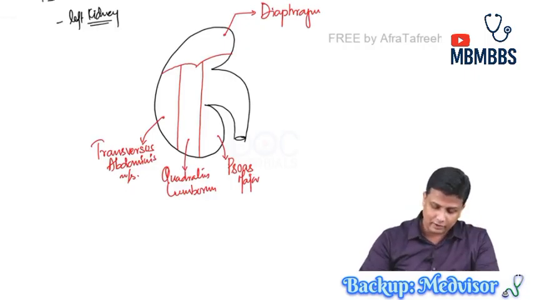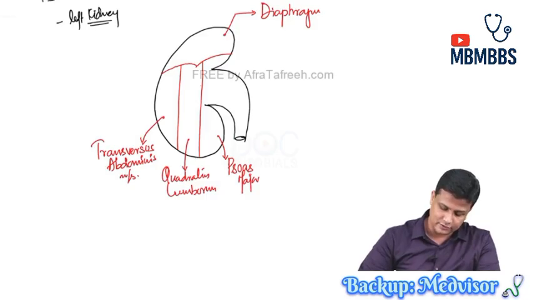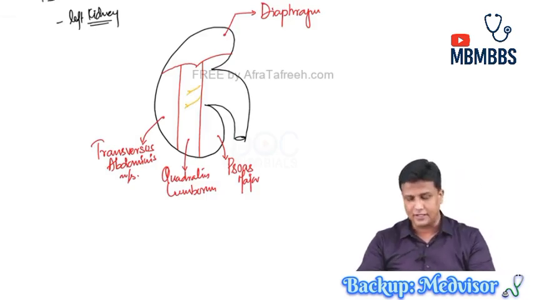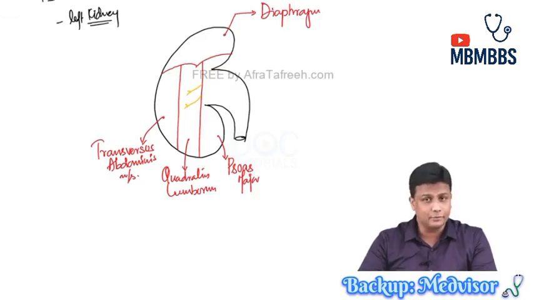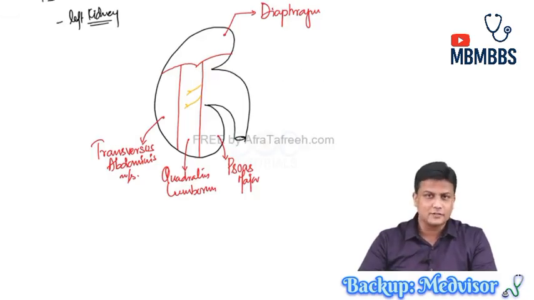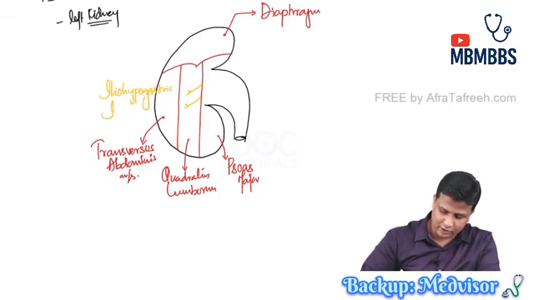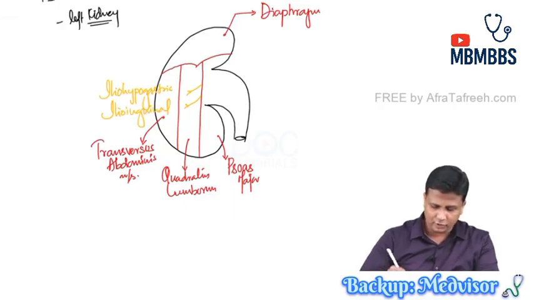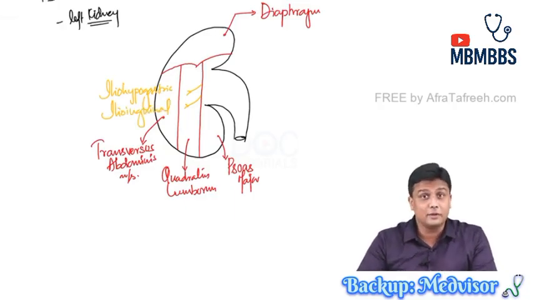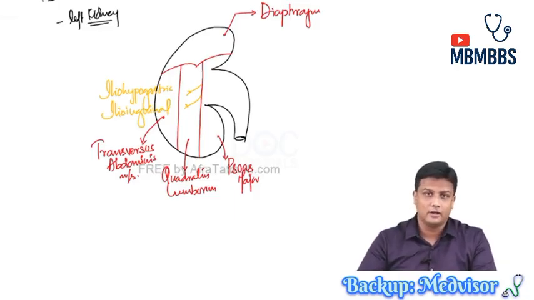Now apart from that, you'll be able to appreciate the two nerves which are coming out between the psoas major muscle and the quadratus lumborum muscle. These two nerves are the iliohypogastric nerve and the ilioinguinal nerve. These two nerves are branches from the lumbar plexus, and they originate from L1.